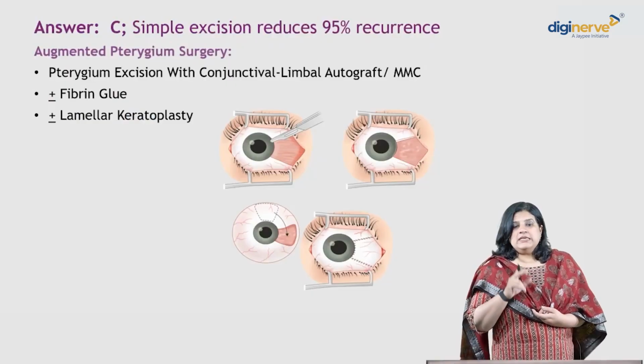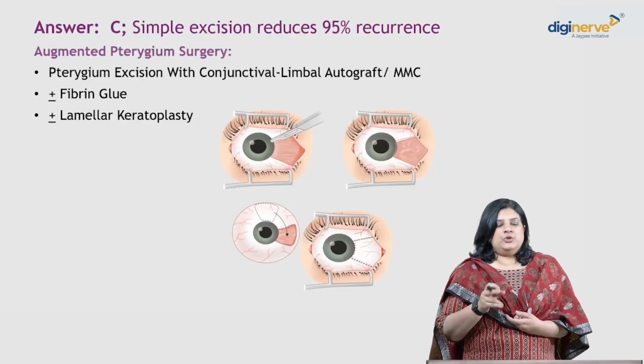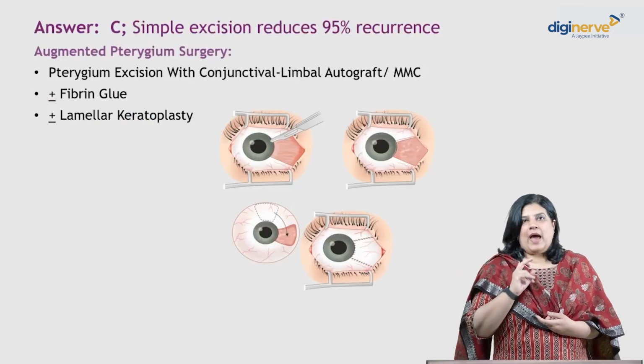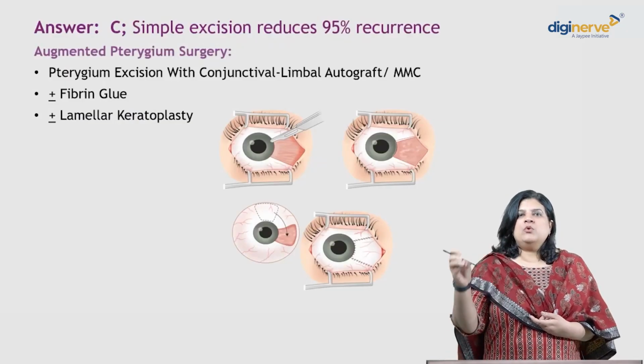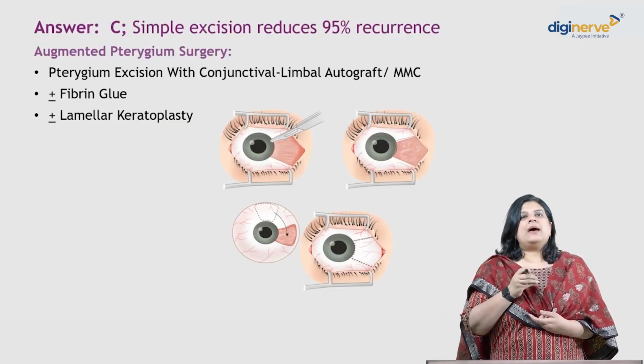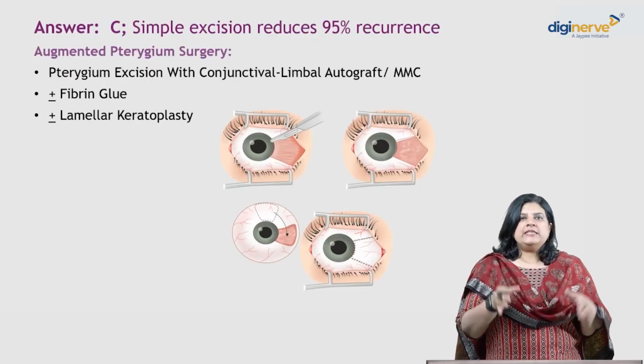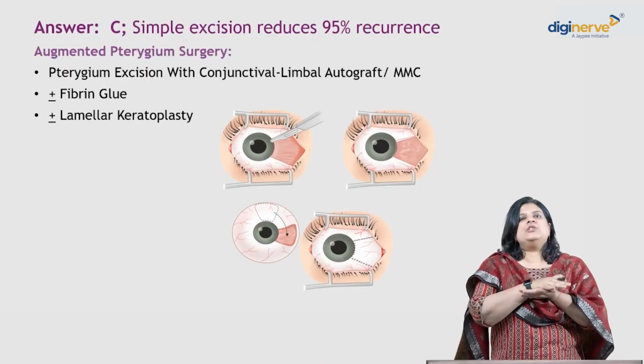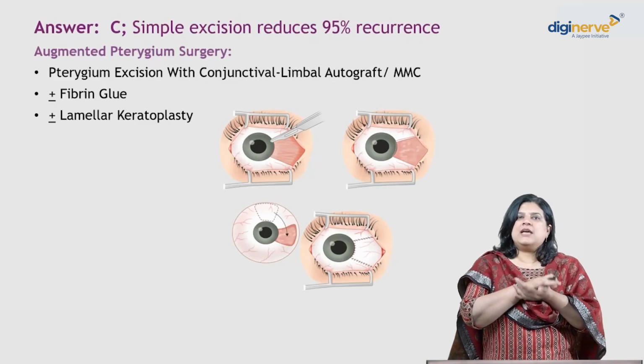So the answer here is: simple excision reduces 95% recurrence. Why? Because if you just remove the pterygium, it's going to come back again. You have to treat the area on which the pterygium was adherent so that it doesn't recur.